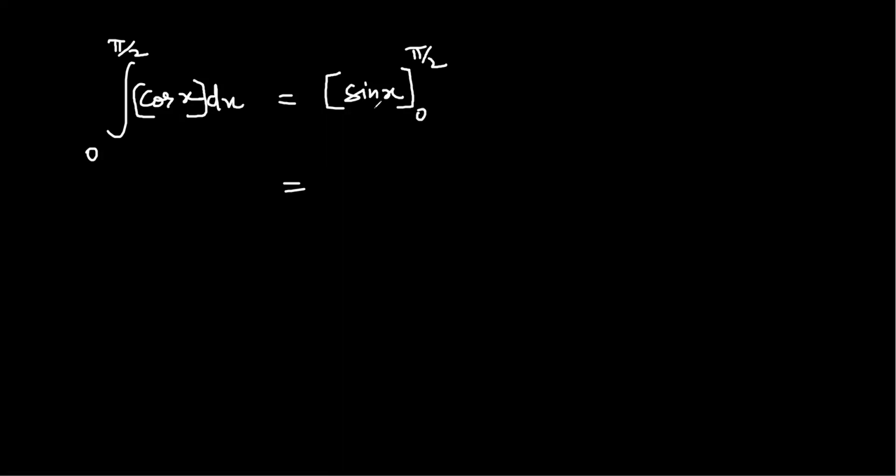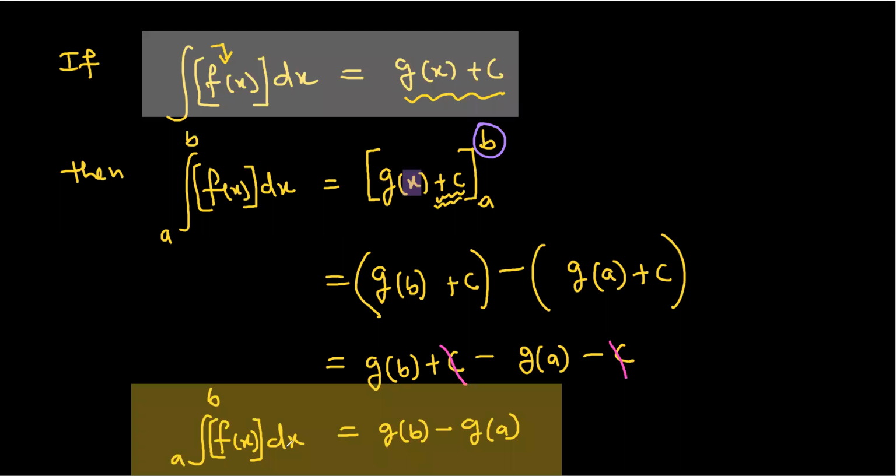Wherever x is there, I will put pi by 2. So I'll get here sine pi by 2. X is replaced by upper limit, minus x is replaced by lower limit, 0. So sine pi by 2 is 1, sine 0 is 0. So the final answer is 1. Okay. So this is an example I did for you. Please copy this. We will go ahead after this.